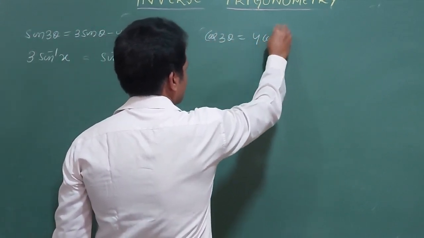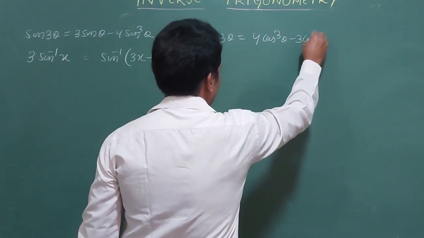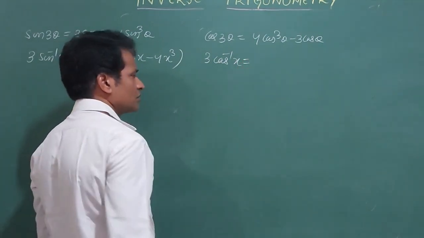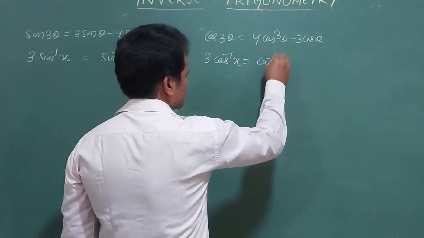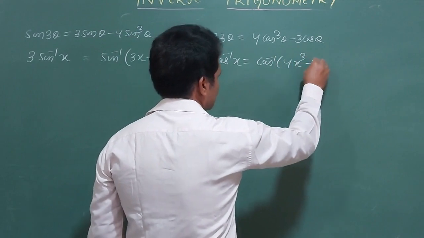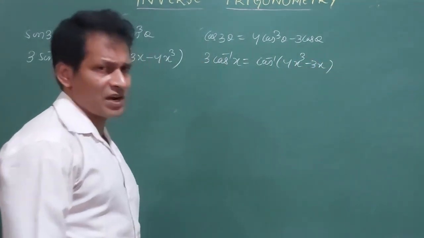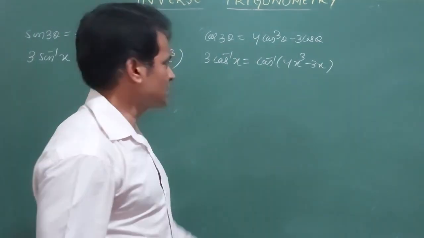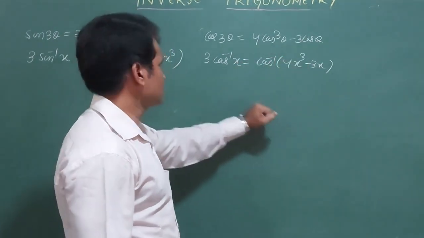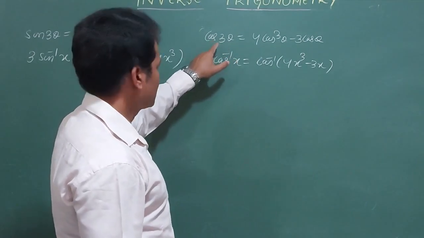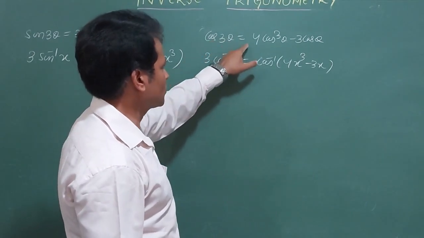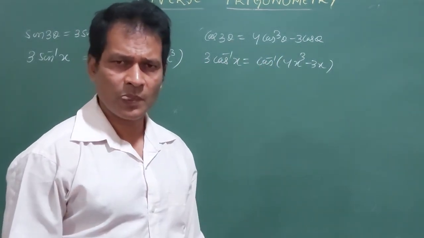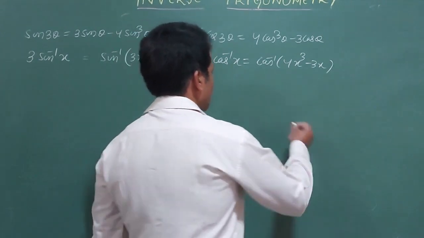4 cos cube theta minus 3 cos theta. So 3 cos inverse x is equal to cos inverse of 4x cube minus 3x. Sometimes they ask for the proof in the examination. Quite simple. Take cos theta equal to x. So cos 3 theta will become 4x cube minus 3x. Apply cos inverse to both sides: 3 theta is equal to cos inverse of 4x cube minus 3x, and theta is equal to cos inverse x. That's the proof. Alright?